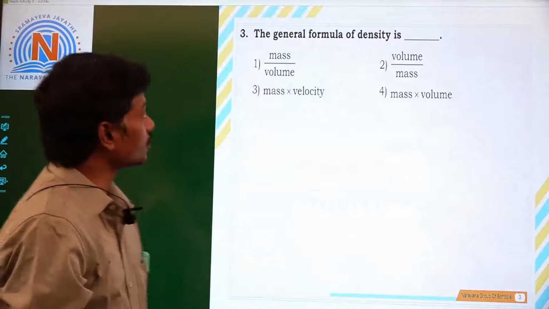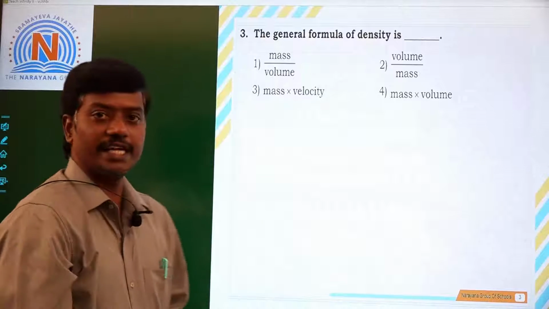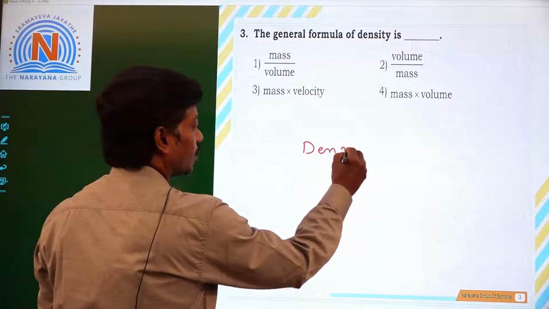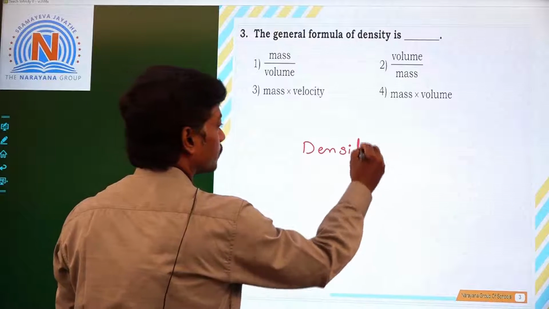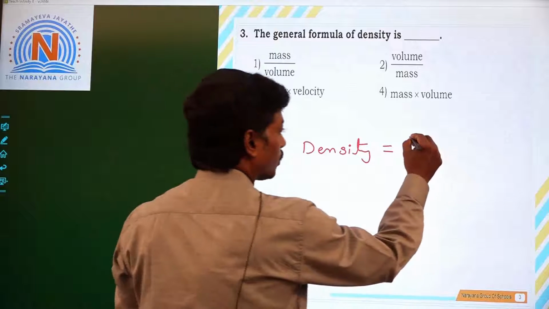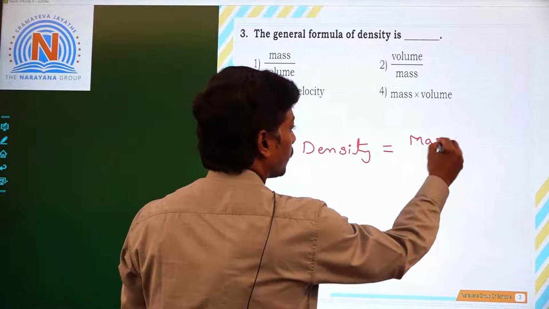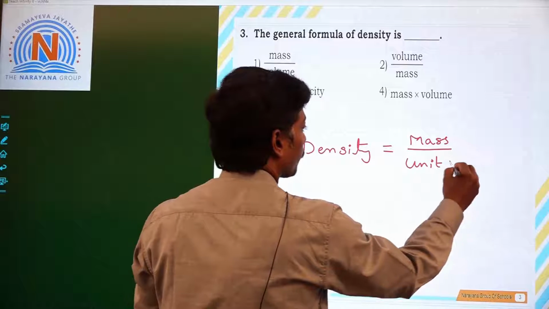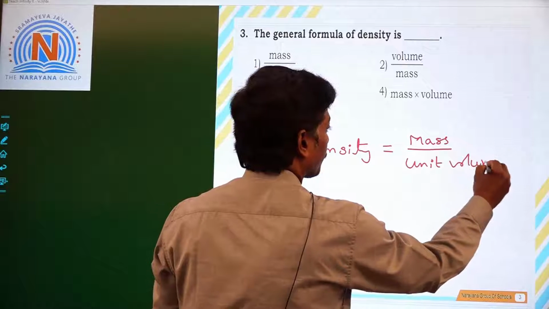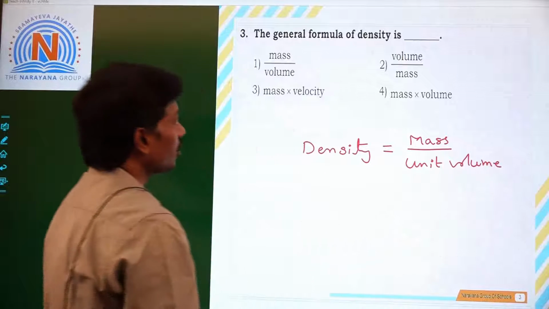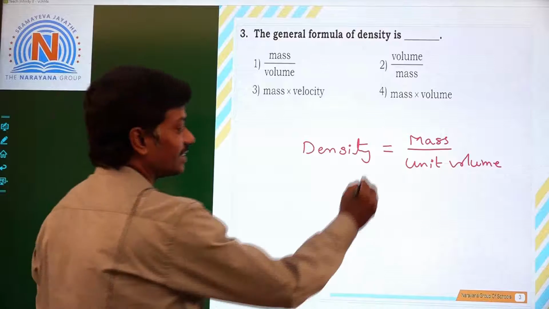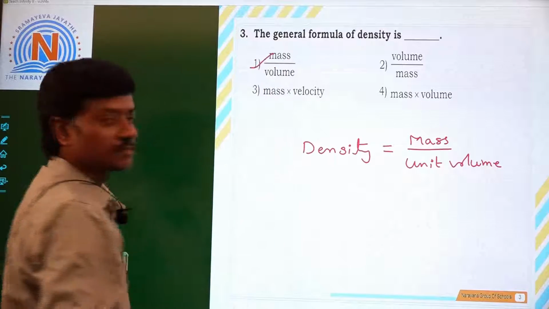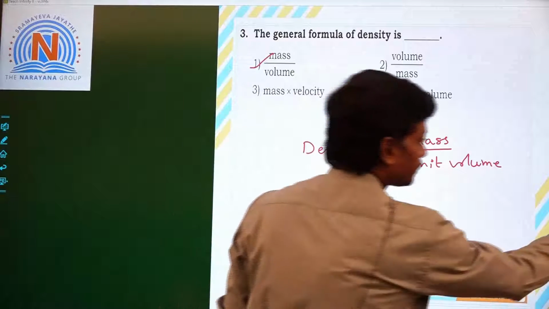Let's go with the third question. The general formula of density is, if we take the physical quantity density is equal to mass occupied per unit volume. So that's why according to the formula we can take density is equal to mass by volume. So first option is correct. Let's go with the fourth question.